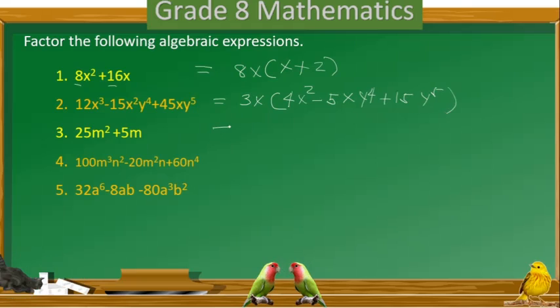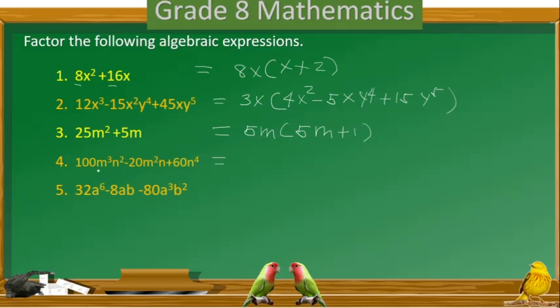Then this one, we have 25m squared and 5m. The number that can divide both of them is 5. Then the smallest variable is m. Then we divide by this one, that is 5m. Then copy the sign, then 5m divided by 5m, that is 1.